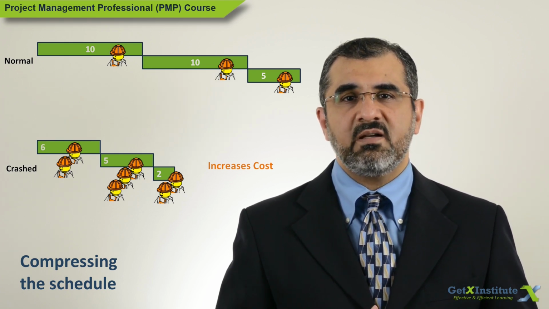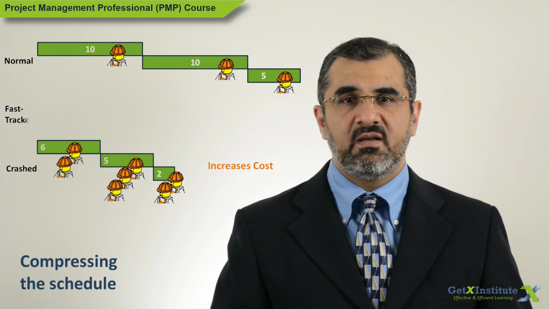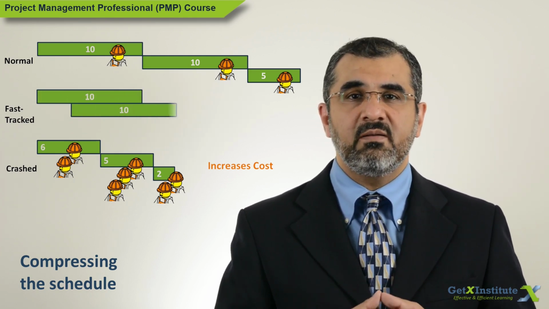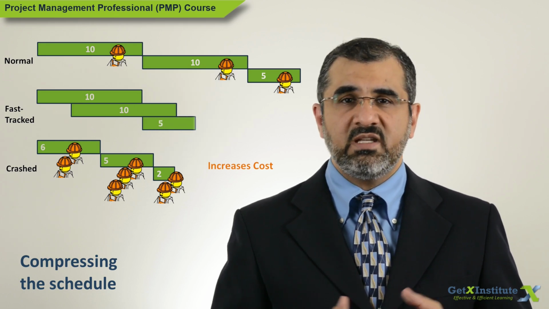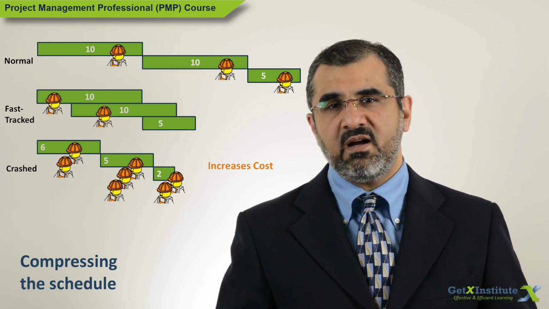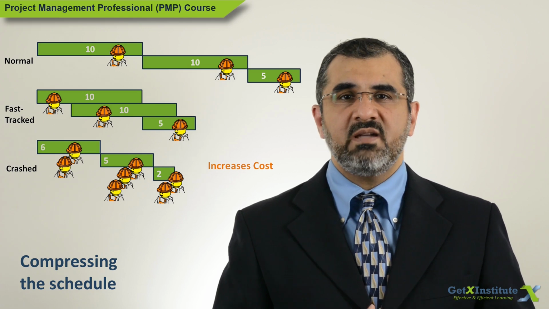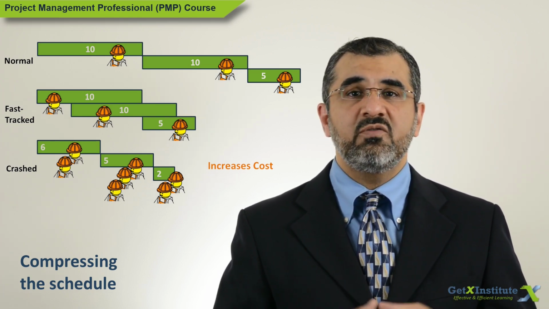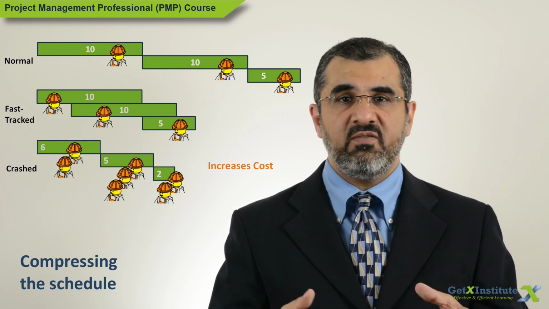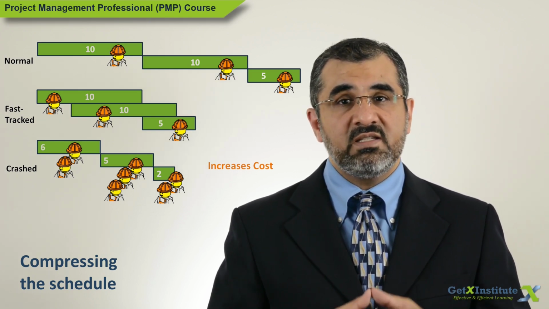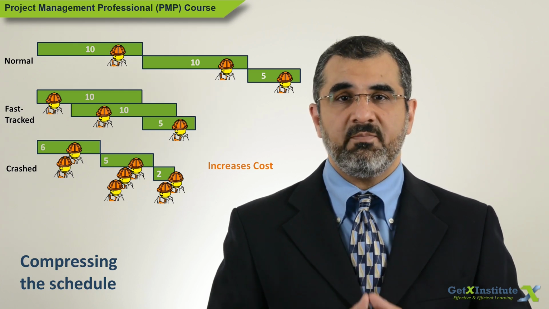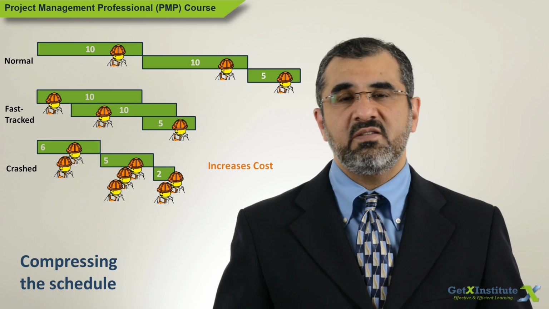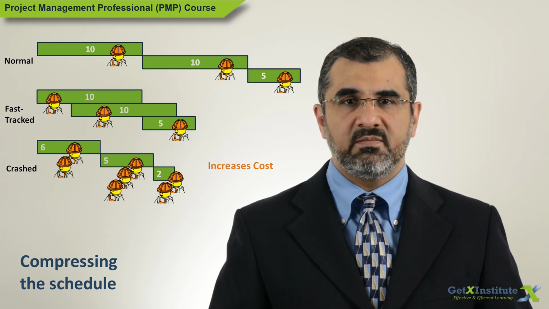The other method is called fast tracking. A schedule is fast tracked when work is done in parallel. Instead of waiting for activity A to complete and then starting activity B, B is started earlier, before A is complete. The overlap reduces the time to finish the set of activities, though each activity is still taking the same amount of time. Overall, the project schedule will be fast-tracked this way and will get shortened.